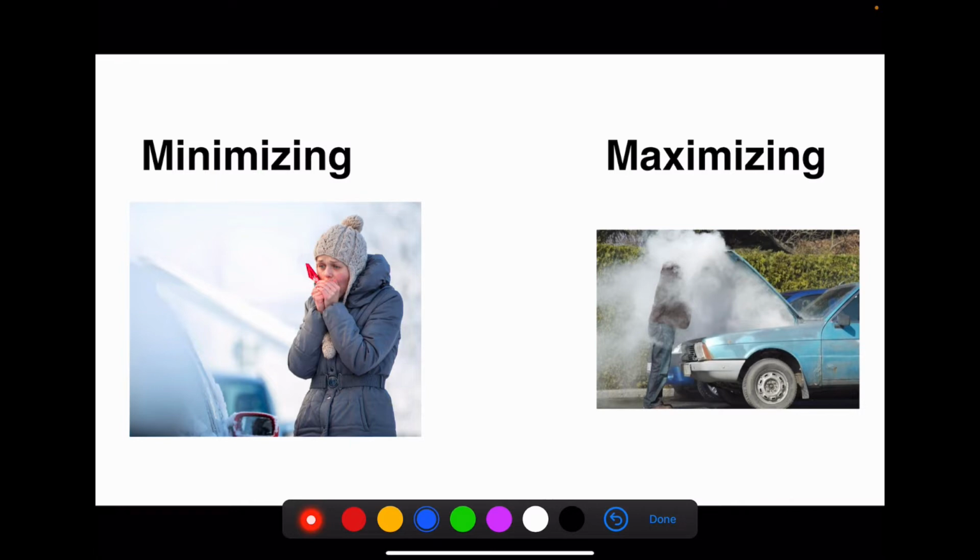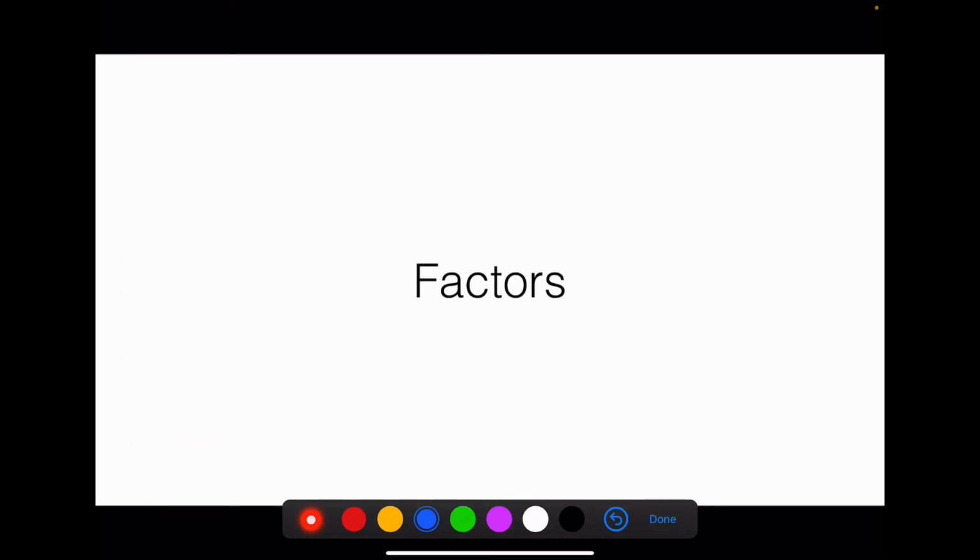Sometimes we want to minimize how much energy we are losing. Sometimes we want to maximize the amount of energy we're using. So in the wintertime, we might want to minimize how much energy is passing through our jacket, our gloves, our hat. With our car, we want to get energy out of the engine as quick as possible to keep it from overheating. So we need to know what the factors are that determine how much energy is passing through our barrier per second. Turns out there's 4 of them.